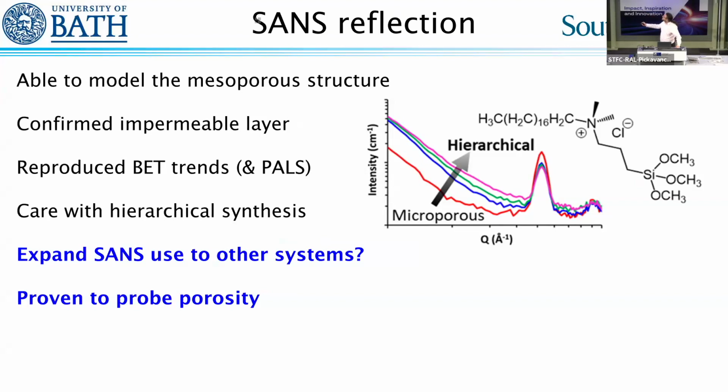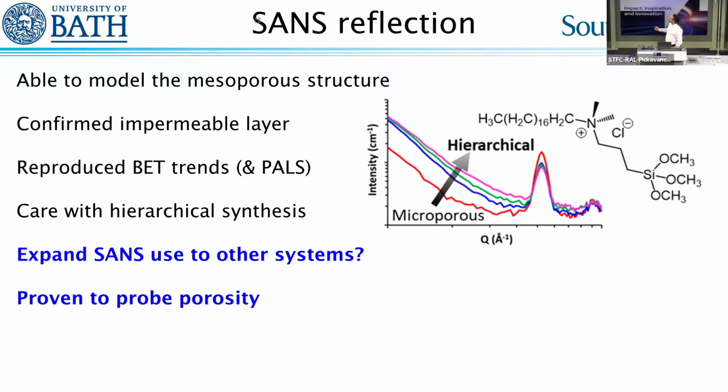We were able to reproduce the trends from BET and also PALS, but I didn't want to show that work because you can only show so many characterization techniques. One of the things I wanted to highlight is that this really shows the need for care with hierarchical systems. When we used our soft templating approach, we got worse catalytic activity. In the paper we've just submitted about hard templating, however, we got better catalytic activity. So not all pores are created equal.